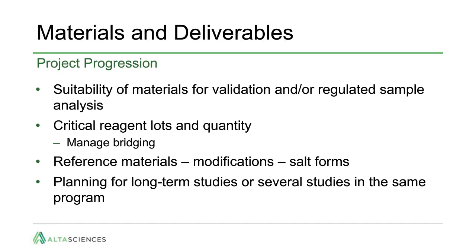Some questions to ask: are the materials provided for method development or non-GLP sample analysis suitable for validation or regulated sample analysis? At the point of transition for studies in compliance with regulations, an assessment should be made. If critical reagent quantities allow, reserve an inventory of each lot for at least 2 to 3 analysis batches to provide opportunity for bridging if required.